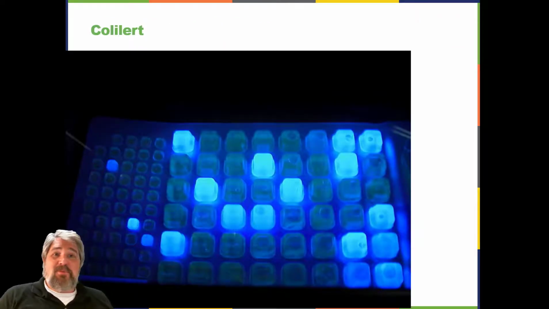Here is an example of the Coulter method, which uses the MPN to calculate not only coliforms, but it can differentiate fecal coliforms. The fecal coliforms will fluoresce in the large and small wells there, while the total coliforms just turn it yellow.